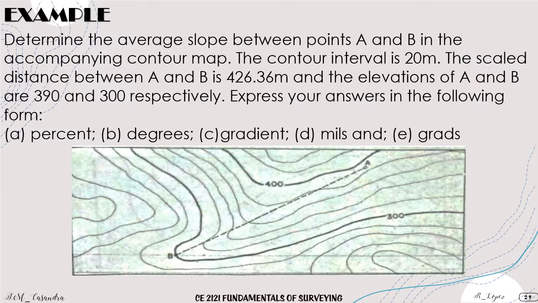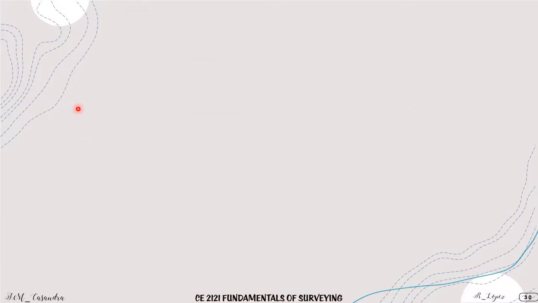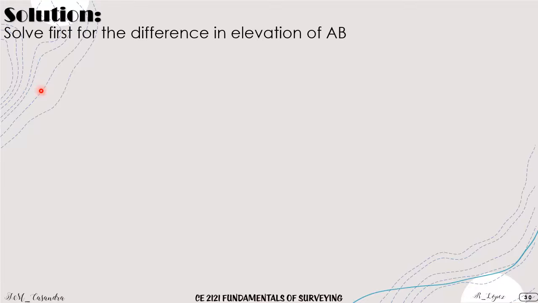Okay. So to solve for our gradient or for our slope, to solve for our second problem, we first solve the difference in elevation of points A and B. So that is 390 minus 300. So the difference is 90 meters. So A is higher than B, so meaning the slope is moving downwards, or going down.